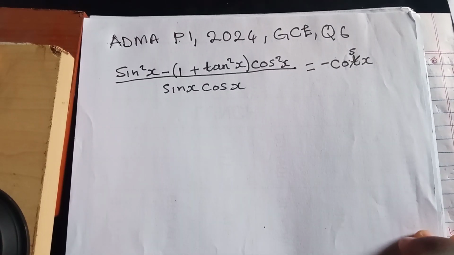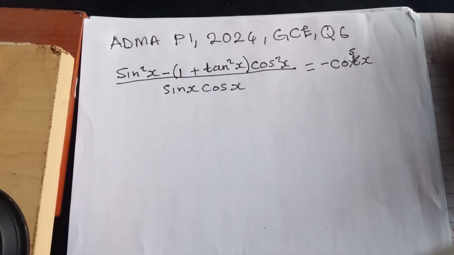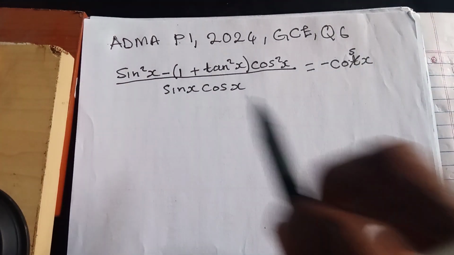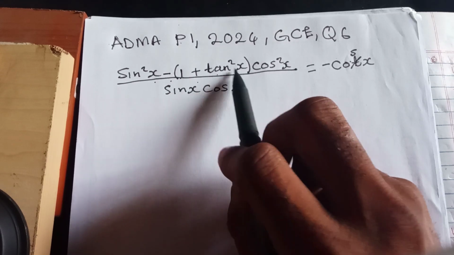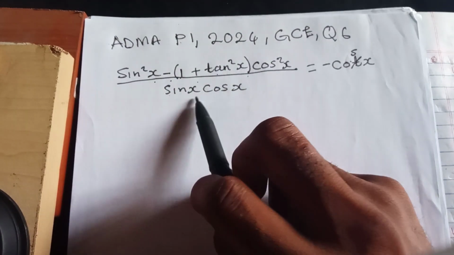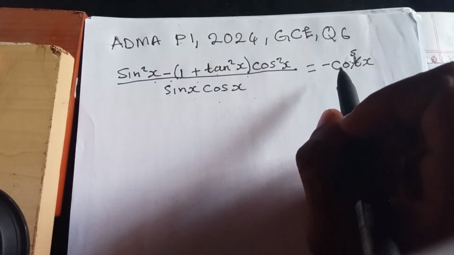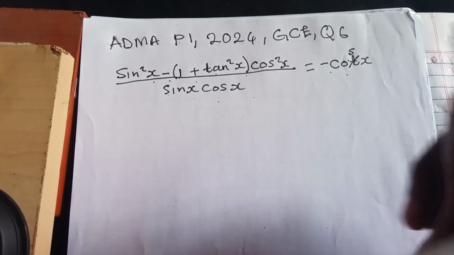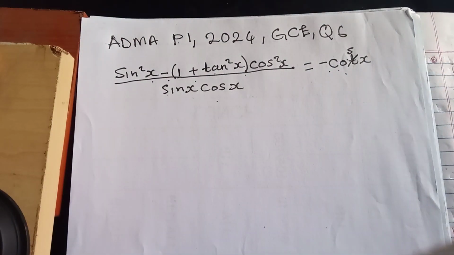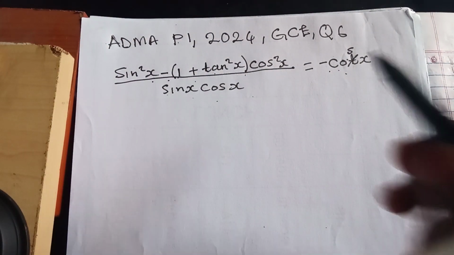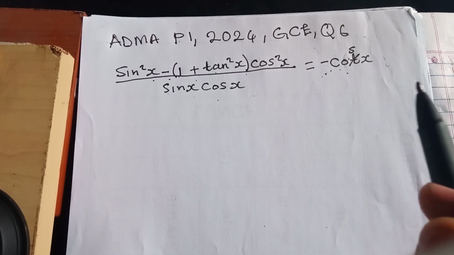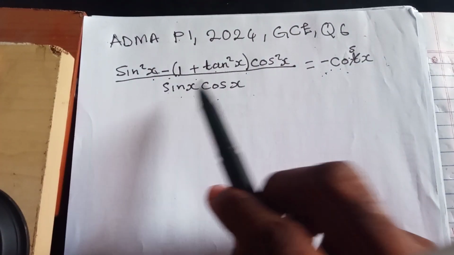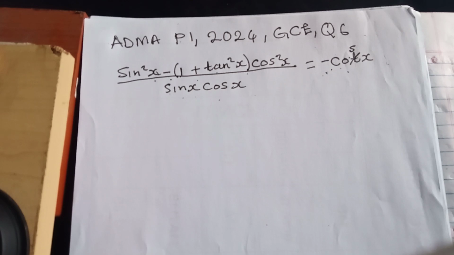Okay, so this is 2024 GCE question 6. We have (sin²x − 1 + tan²x cos²x) over (sin x cos x) is equal to negative cos x. Negative sin x cos x. So we shall talk about this part at the end of the video, and then we shall use an angle for x to verify this question at the end.